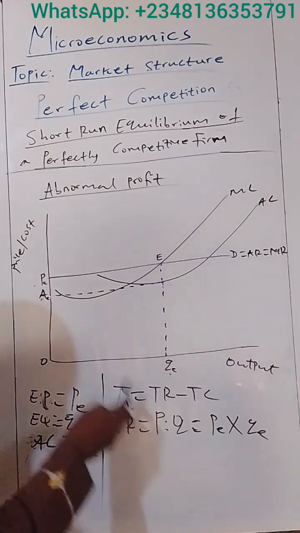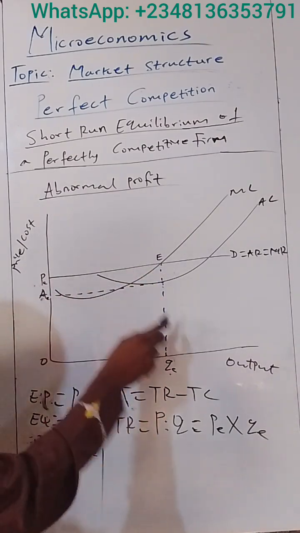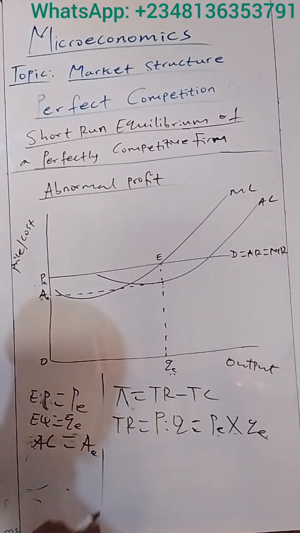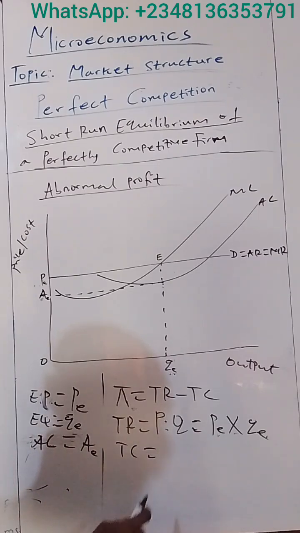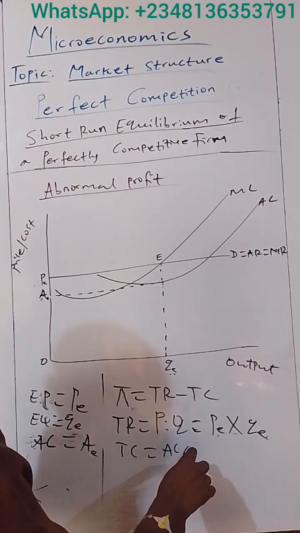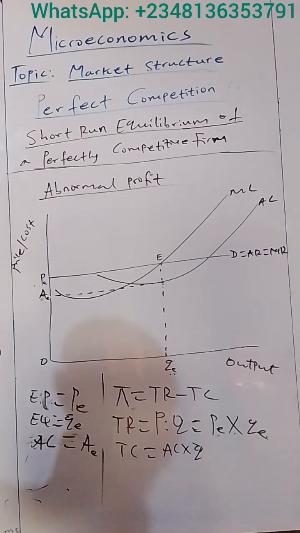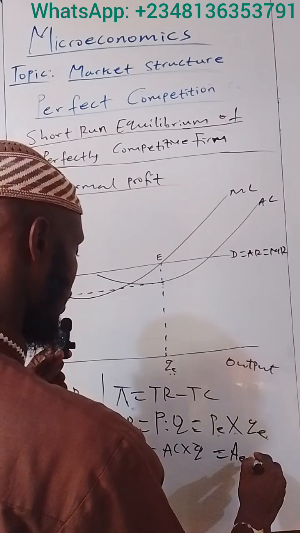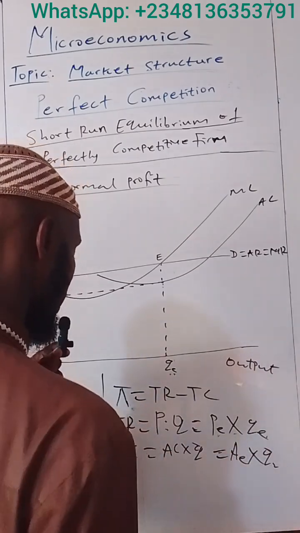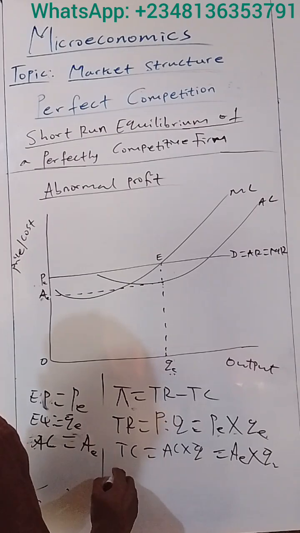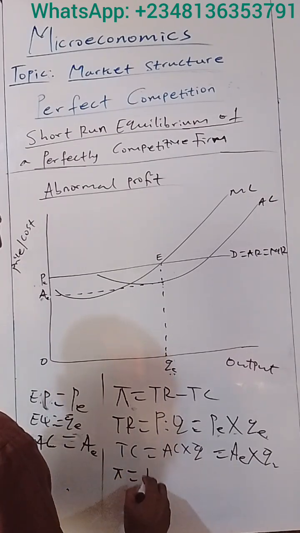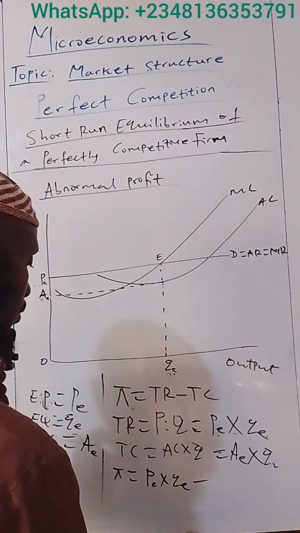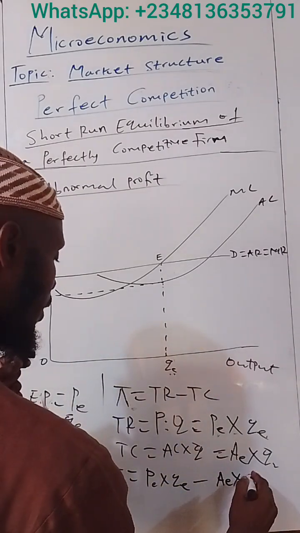Because the price here is PE and the output is QE, I multiply the two, PE times QE, and that gives me total revenue. What is total cost? Total cost is simply AC multiplied by Q. Because I'm looking at equilibrium, my AC is AE multiplied by QE. That gives me total cost. Therefore, the profit here will be equal to PE multiplied by QE minus AE multiplied by QE.